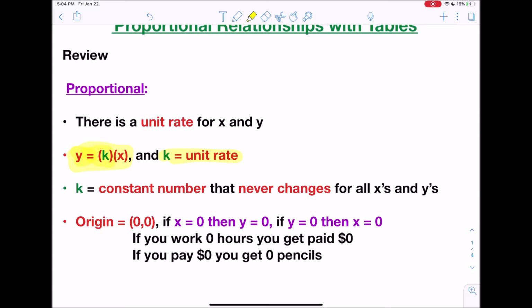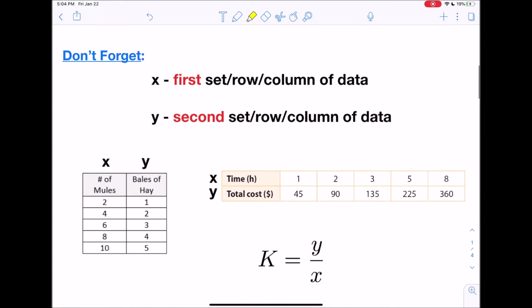Okay, so another thing we don't want to forget is that X will always be the first set of numbers, rows, or columns of data, okay? So tables come in different forms. Sometimes they come in rows, sometimes they're made up of columns. So X will always be that first set of numbers or row or column of data. And Y will be the second set or row or column of data.